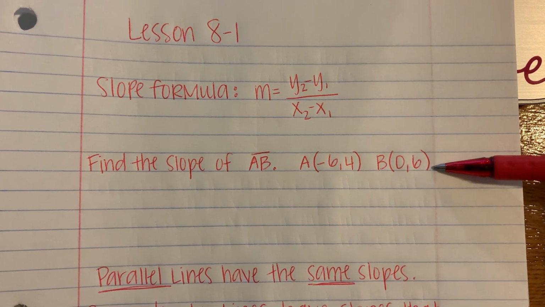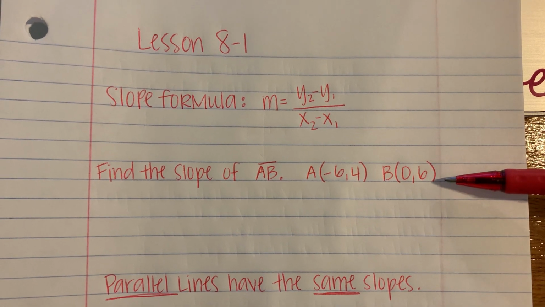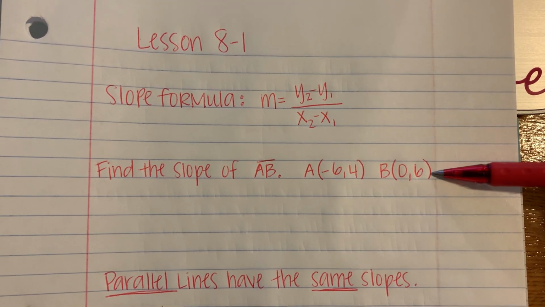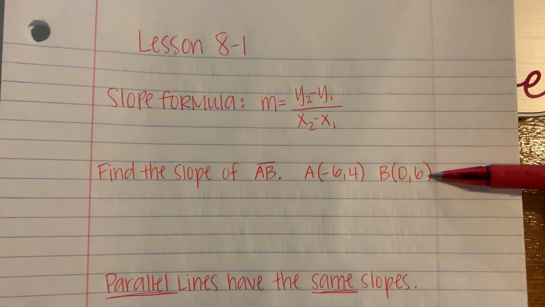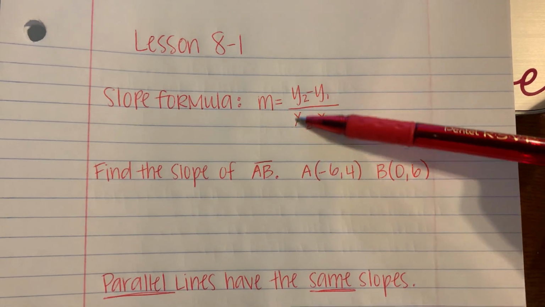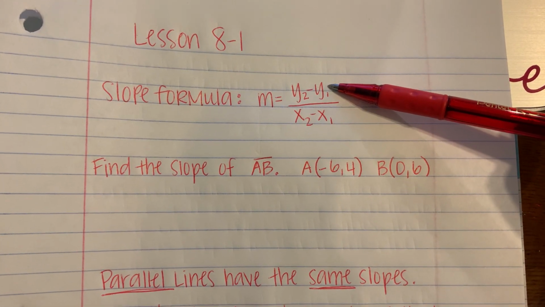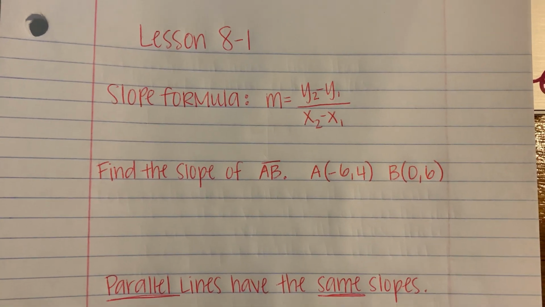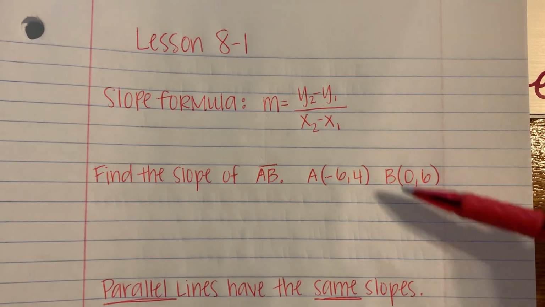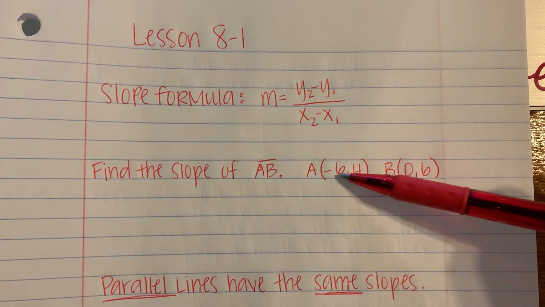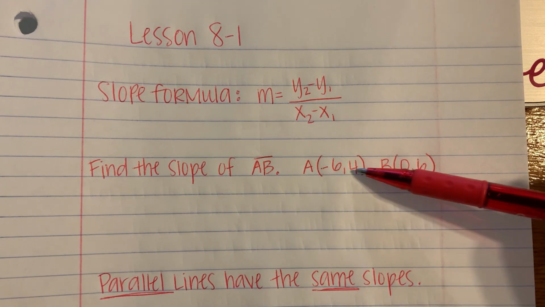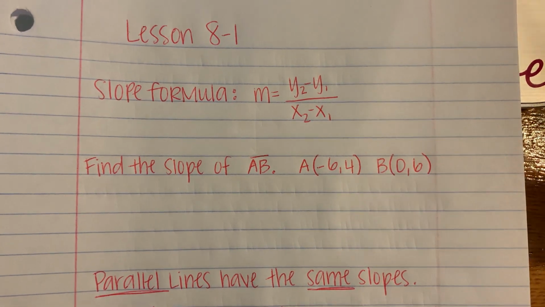Okay, the first example that I have here says find the slope of AB, and then it gives you the points for A and B. Okay, I'm going to go ahead and label these points so that I know exactly where to plug them in. If you don't need to do that, then you can skip that step. But it also does not matter if you choose to number this point first or this one, okay?